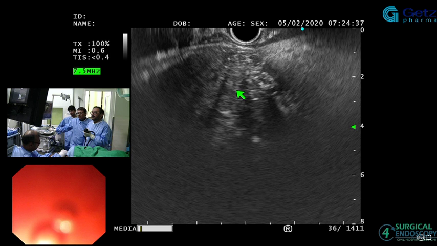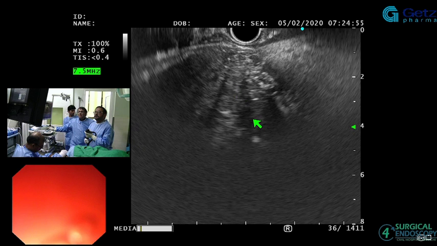And when you see small cells on a slide, the things you look for are lymphoma, neuroendocrine, or small cell cancer. And here, with that big a mass in the pancreas, it has to be likely either a lymphoma or a neuroendocrine tumor.